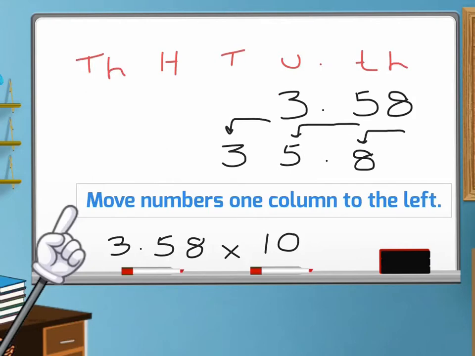So my answer to 3.58 times 10 is 35.8. I can't simplify it this time. Like the last ones, where I had a decimal point and a 0 that we were able to drop off, we can't drop it off this time, but 3.58 times 10 equals 35.8. Brilliant. We'll have another go here.